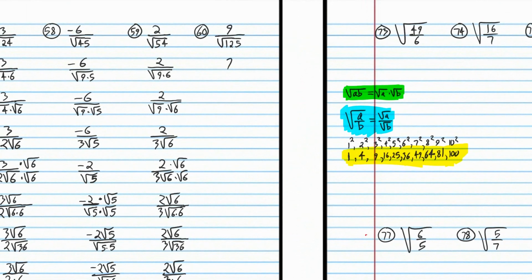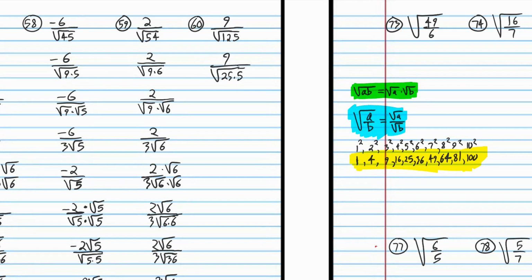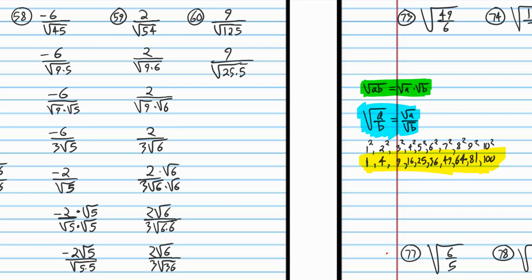All right, so 9 over root 25 times 5. Again, I can divide 125 by 5 to figure out that it's 25 times 5. And again, we're pulling out the perfect square.